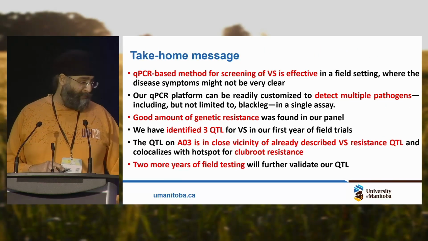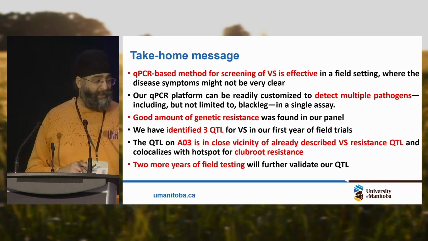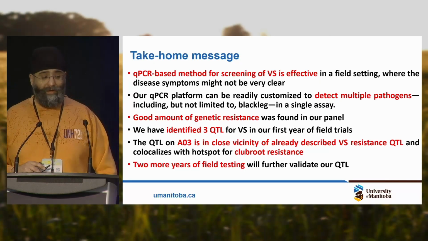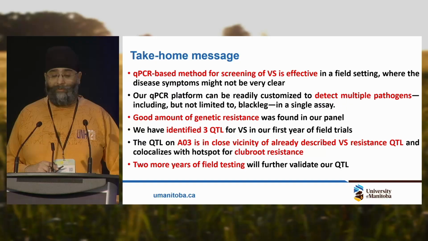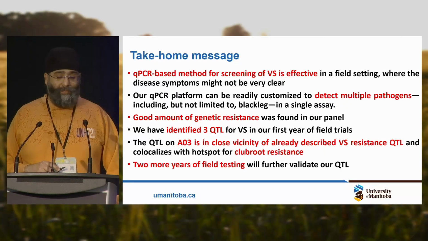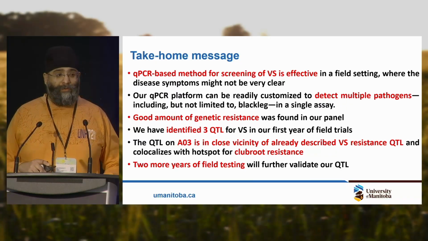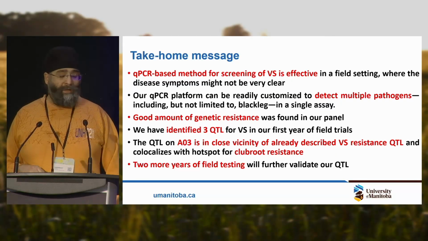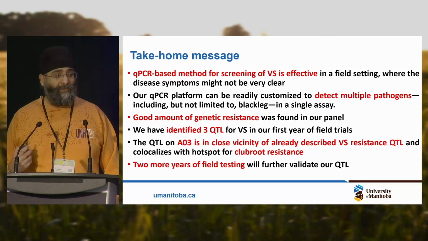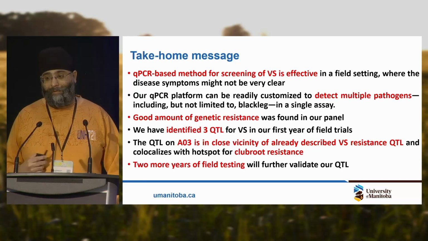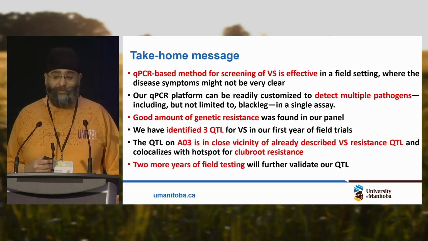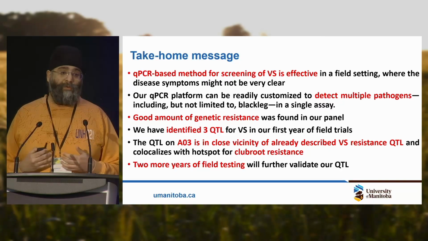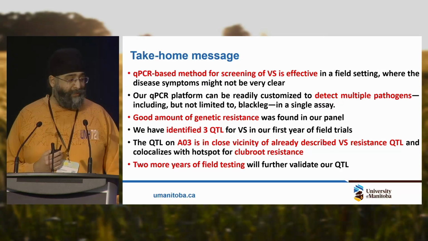Anyway, I have 2 minutes or so, so I'd like to conclude my talk here. The qPCR method is effective in a field setting where it's difficult to judge the disease symptoms very clearly. I've heard a lot of people talking about blackleg and verticillium. So I would like to throw in a plug here: in our assay, we just need a different primer pair. We could quantify blackleg pretty easily without a substantial increase in cost. So it could be a beautiful system where you could study the interaction for both the pathogens.